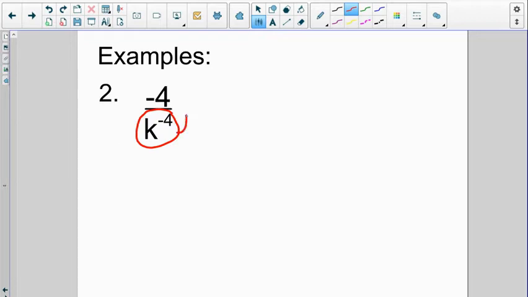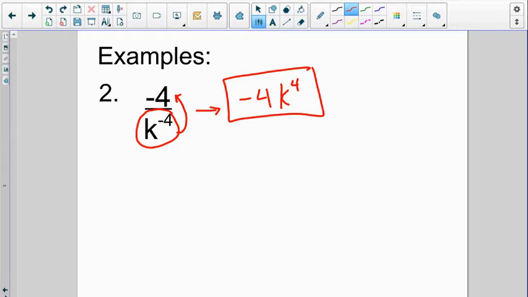And because it's in the denominator, we are going to move it up to the numerator. So the negative 4 is still in the numerator. And then we have k to the positive 4th power is also in the numerator. And then since there was nothing else in the denominator, it's really that invisible 1 that's left behind. Anything divided by 1 is itself. Our final answer here is just negative 4 times k to the 4th power.